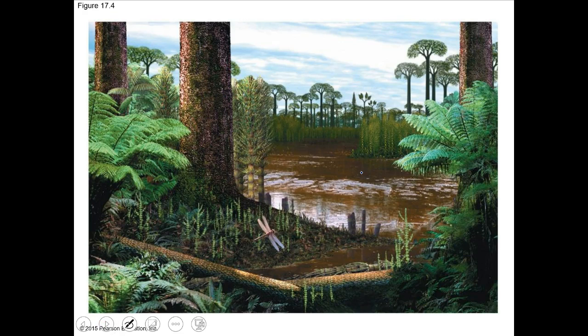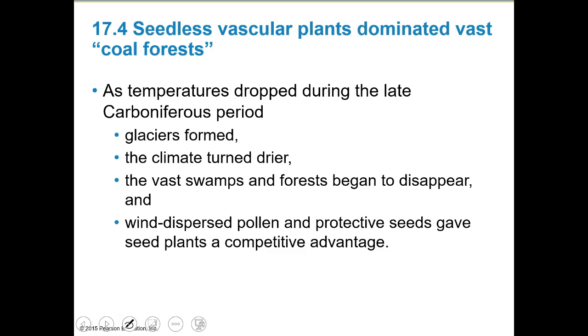But here's the Carboniferous period, and you can see these large ferns from back in the day that were taking up the space and growing well, and those are the things that when they died became fossil fuels for us. Temperatures dropped during that late Carboniferous period. We had glaciers form, climate turned drier, vast swamps and forests began to disappear, and wind-dispersed pollen and protective seeds actually gave a competitive advantage. So this is why we started to move from these seedless vasculars to these more seeded and flowery things. That's the direction we're moving.